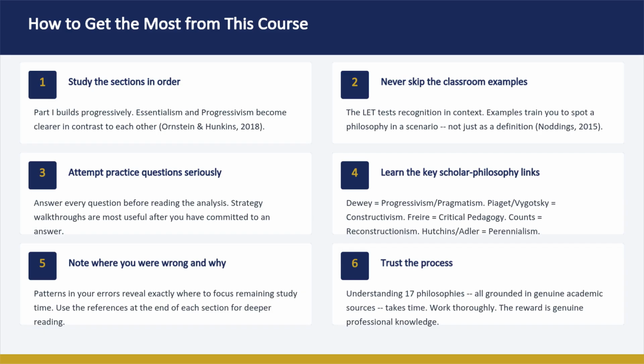Fourth, memorize the famous names linked to each philosophy. Sometimes the exam doesn't describe a philosophy at all. It just drops a name and asks what that thinker believed. Fifth, keep track of the questions you get wrong and figure out why. Your mistakes show you exactly where to focus next. And finally, trust the process. 17 philosophies sound like a lot, but if you take it step by step, it really does come together.